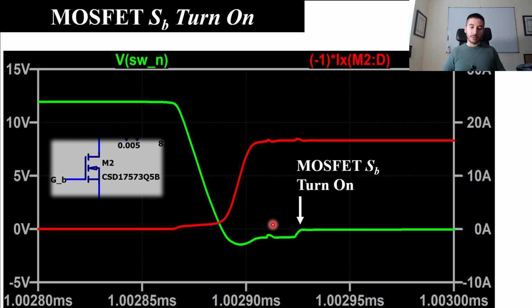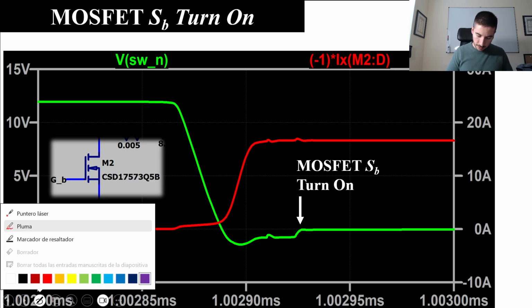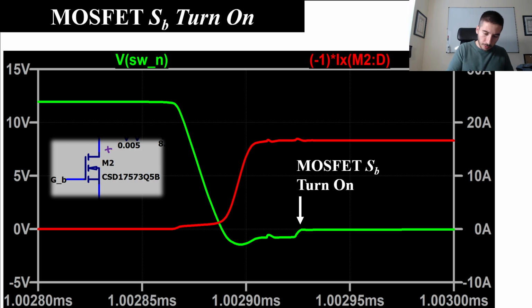Okay, let's see what happens with the second MOSFET, MOSFET SV. And let's start with the turn on process. Here, in green, we have the voltage across the second MOSFET, and in red we have the current through the second MOSFET, evaluated in that way.